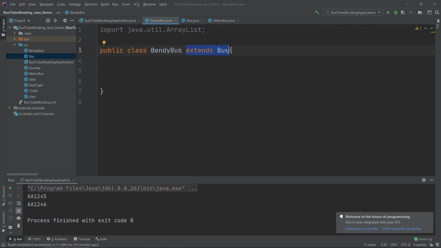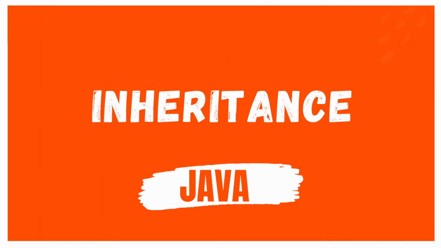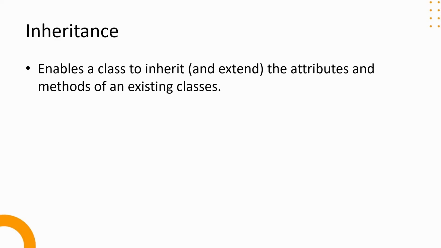This is inheritance. Inheritance enables one class to inherit the attributes and the methods of another class. And not just that, we can also extend, meaning that in the child classes, we can add our own methods and attributes, as we will see later.